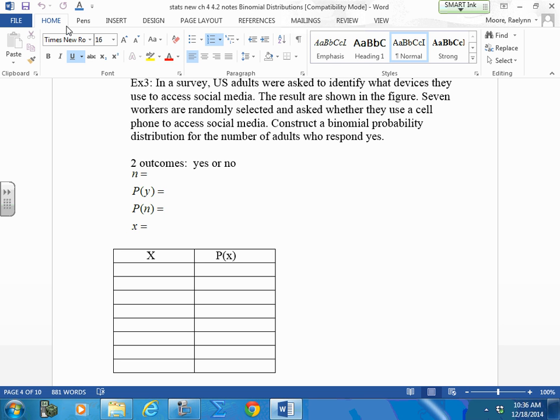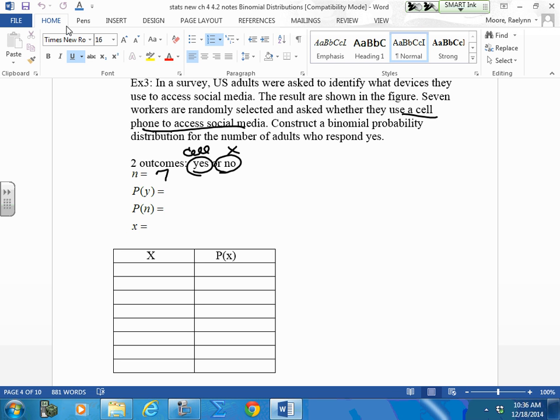And then we're going to see if this is binomial. You randomly select your 7 workers and you ask them if they use a cell phone to access social media. I either want them to say cell phone yes, cell phone no. So that part's good, right? Will the probability change throughout my experiment? No, it's fixed. So binomial, yes or no? Cell yes. Anything else? No. We're good.